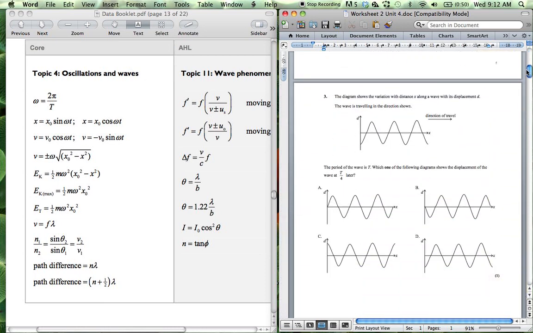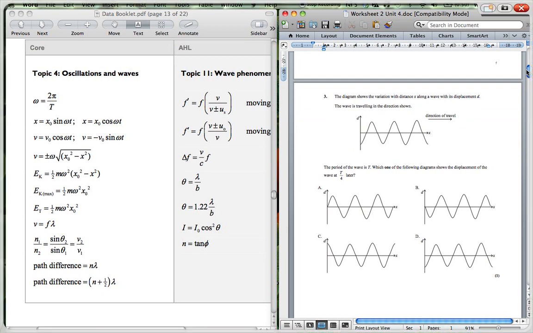Alright, question 3. It says the diagram shows the variation with distance x along a wave with its displacement d. The wave is traveling in the direction shown. So we've got the wave there. It says the period of the wave is T. Which of the following diagrams best shows the displacement of the wave at a quarter T later?